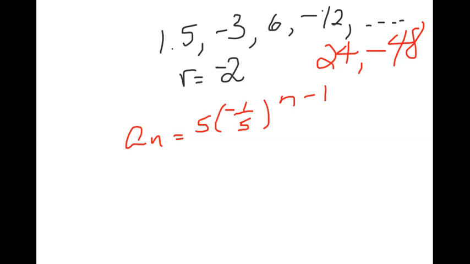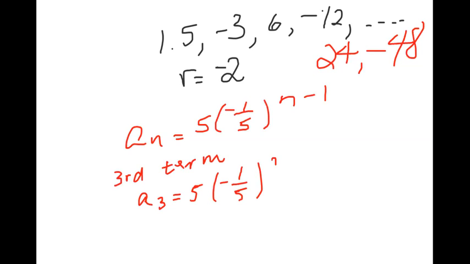So for example, the problem might ask you to find the third term. If it asks you to find the third term, you would go into the formula and plug in 3 for every n, because n represents the term number. Now, this is where it gets a little complicated, okay? Because you're looking for the third term, you would plug in the 3 for every n, and then try to work it out. So here you get 5 times negative 1/5 to the second power. Okay, this is why it gets tricky. Negative 1/5 to the second power, guys. You would have to multiply that out.